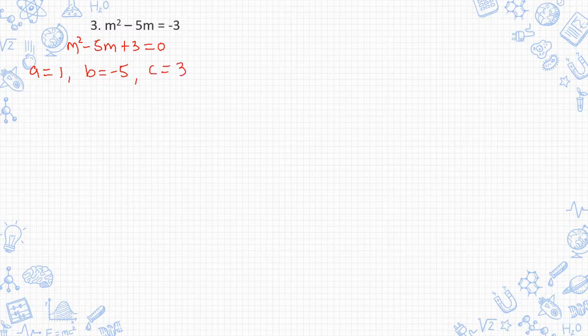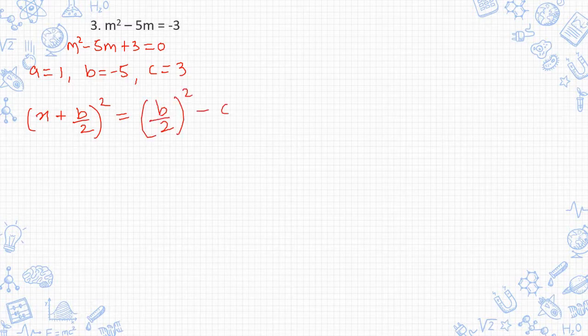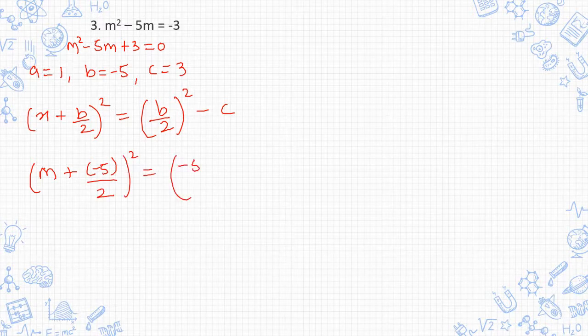Now we'll try to use the formula: x plus b upon 2 the whole square is equal to b upon 2 the whole square minus c. So I'll write my quadratic equation in this form. Here I'll use the variable m, because in our question we have the variable m. So in place of x, I use m. So I have m plus b upon 2, b is minus 5, so minus 5 upon 2 the whole square is equal to minus 5 upon 2 the whole square minus c, but c is 3.